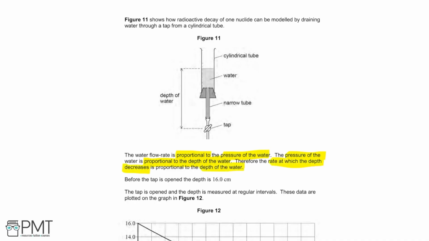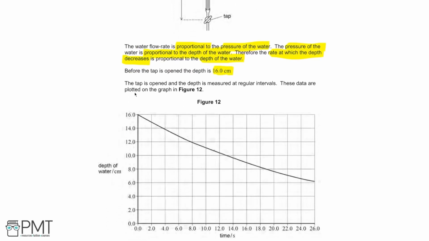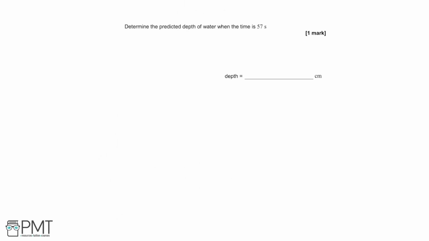Before the tap is opened, the depth is 16.0 centimeters. The tap is opened and the depth is measured at regular intervals. These data are plotted on the graph in Figure 12. And so in Figure 12, we see an exponentially decreasing depth of water as a function of time. The first part of the question says, determine the predicted depth of water when the time is 57 seconds.